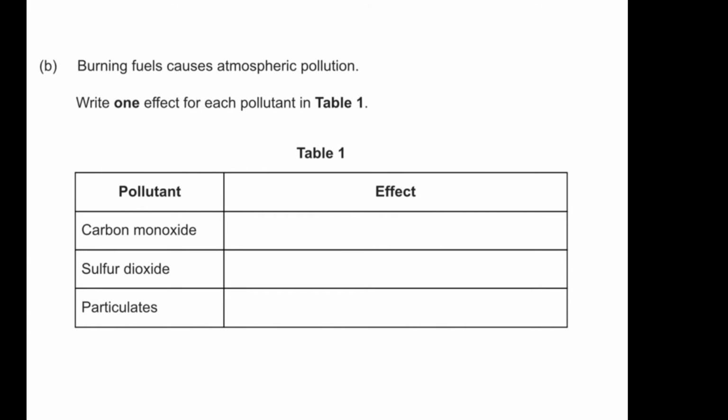Part B. Burning fuels causes atmospheric pollution. Right, one effect for each pollutant. So carbon monoxide, what does that do? Well, it's toxic. If it's breathed in, it can cause death. Sulfur dioxide is responsible for acid rain. And particulates in pollutant are responsible for global dimming.